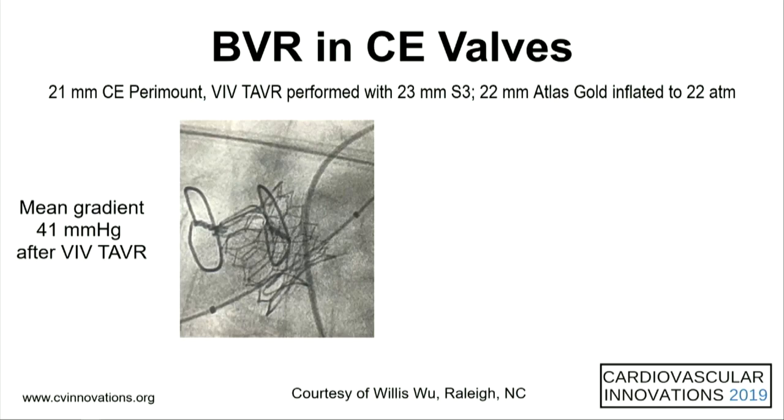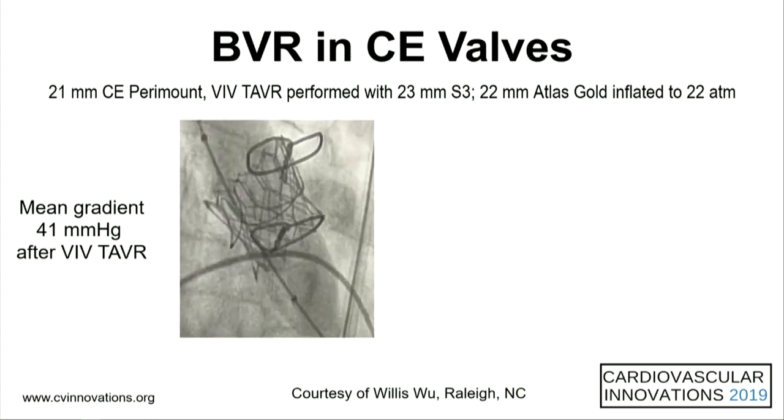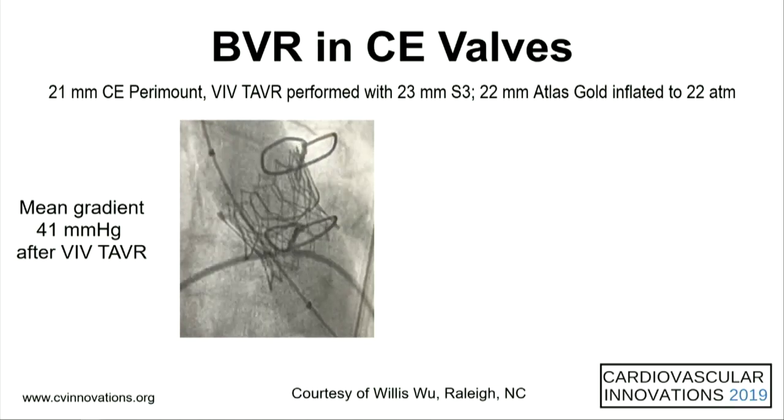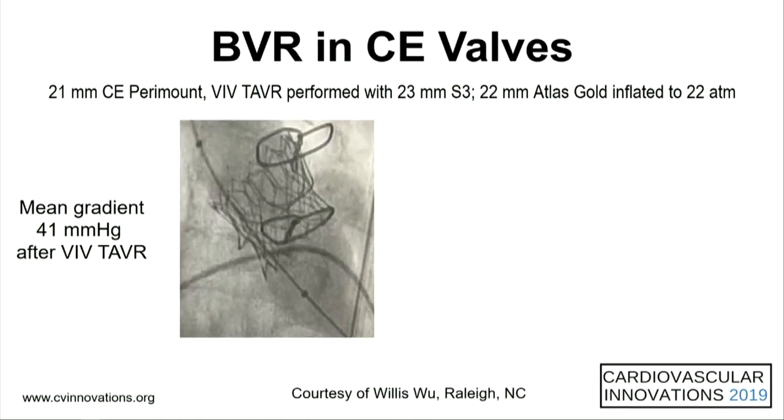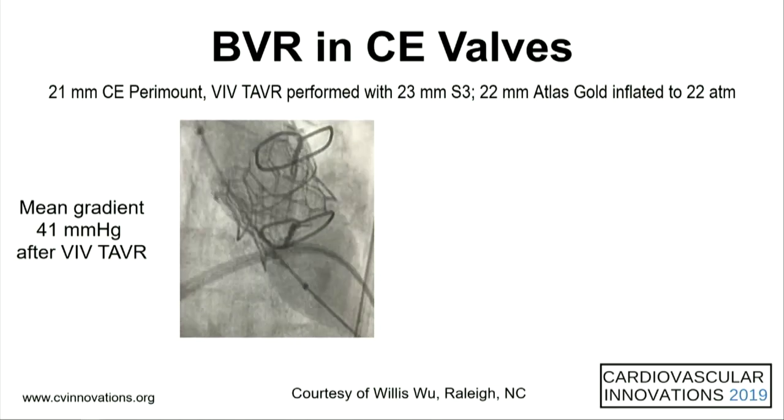Good, some people. So for example, an older generation CE Paramount can be stretched, but not fractured. In this case, a 21 millimeter valve was treated with a 23 millimeter S3. After valve-in-valve TAVR, the mean gradient was still 41 millimeters of mercury. And so the valve was dilated with a 22 millimeter Atlas Gold balloon inflated to 22 atmospheres. You'll see the waist of the S3 go completely away.